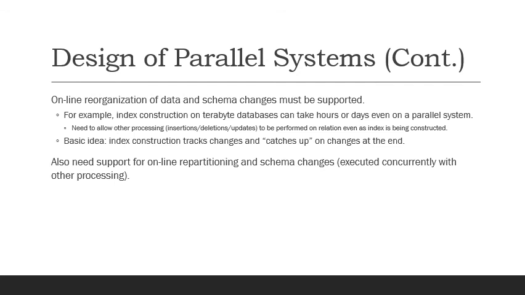Next, online reorganization of data and schema changes. Online reorganization of data and schema changes must be supported. For example, index construction on a terabyte database can take hours or days even on a parallel system. So we need to allow other processing, that is insertions, deletions, updates, to be performed on the relation even as the index is being constructed. The basic idea of index construction tracks changes and catches up on changes at the end. It also needs support for online repartitioning and schema changes, so they are executed concurrently with other processing.